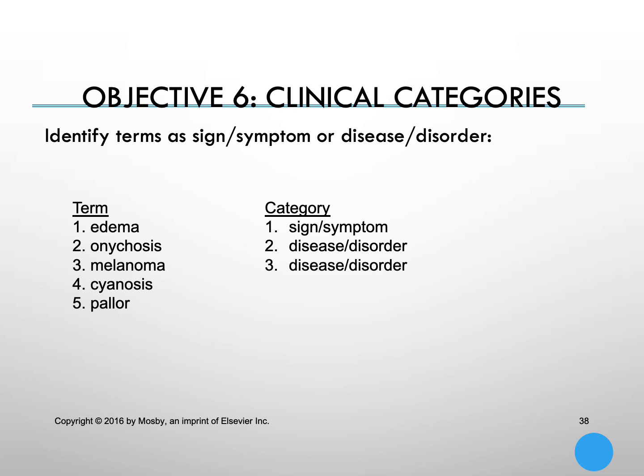Cyanosis, what do you think? Sign, symptom, or disease disorder? If you said sign, symptom, you would be absolutely right. And then the last one, pallor. Remember, that means paleness. All right, what do you think that is? If you said sign and symptom, you are correct. Remember, signs are typically things that we can see. All right, we can see that a patient looks pale. We can see that they have edema. We can see that they have a blue tinge to their skin.